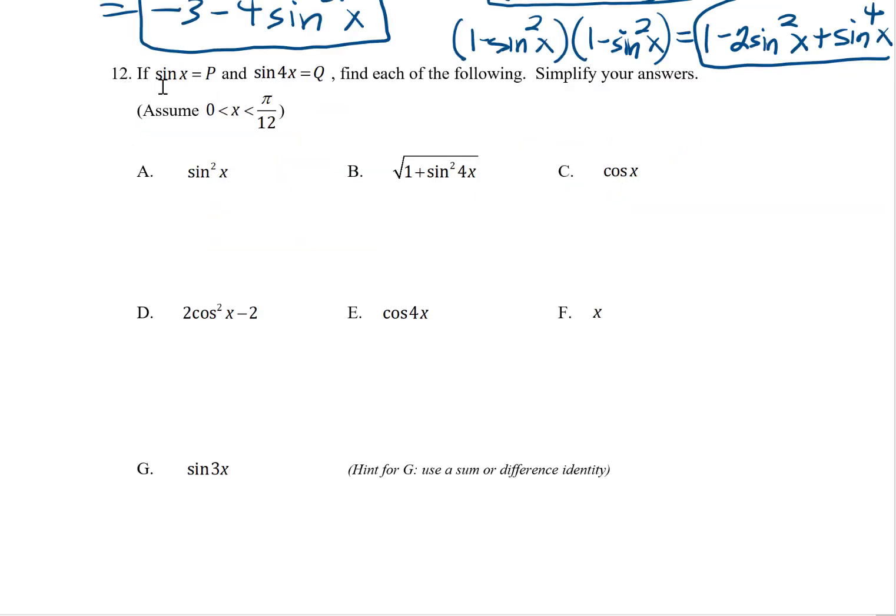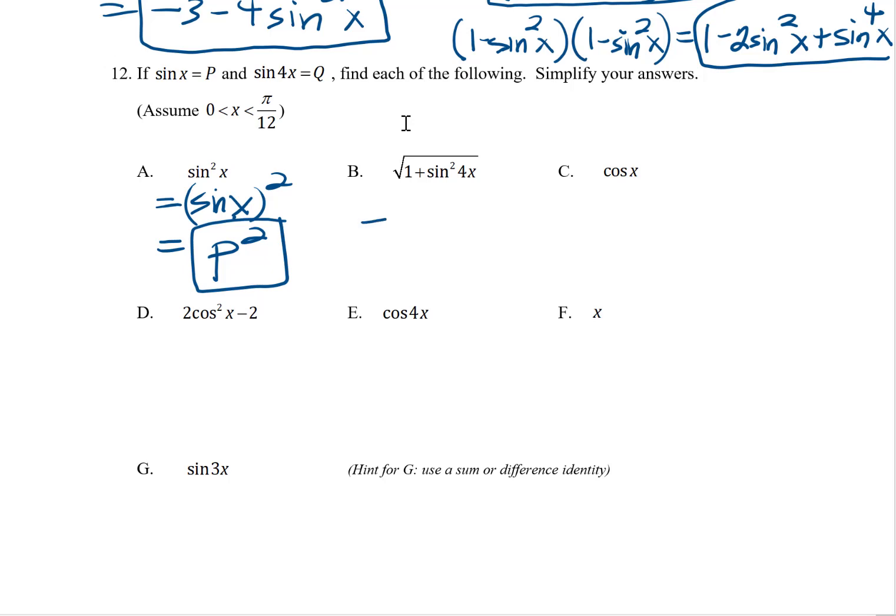Problem number 12. The sine ratio for angle x is P. The sine ratio for angle 4x is Q. We want to find each of the things that are listed here. Looks like angle x is a pretty small angle. Letter A, sine squared x. That just means take the sine ratio and square it. Well, the sine ratio is P, so the answer here would just be P squared. We're not going to get number answers here. We're going to get answers in terms of P and or Q.